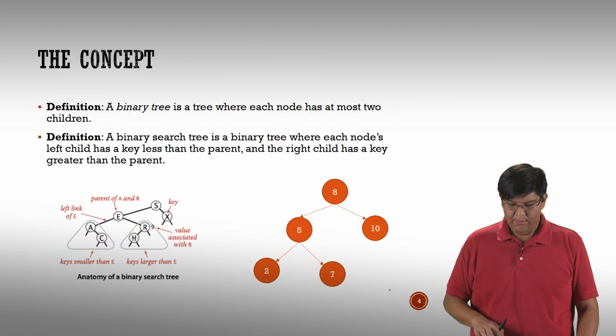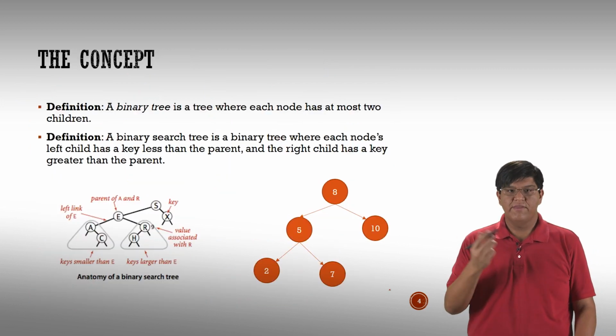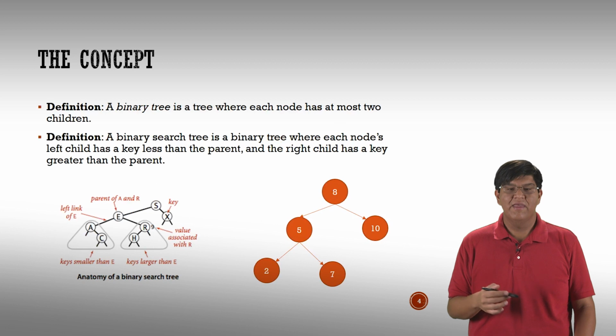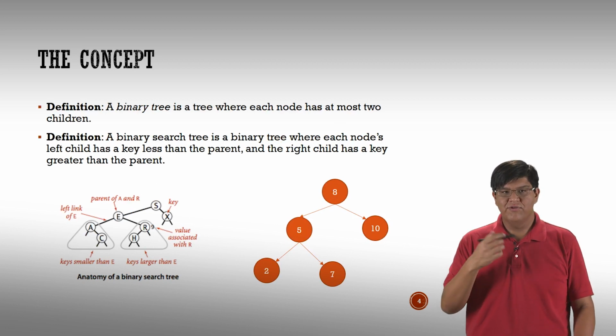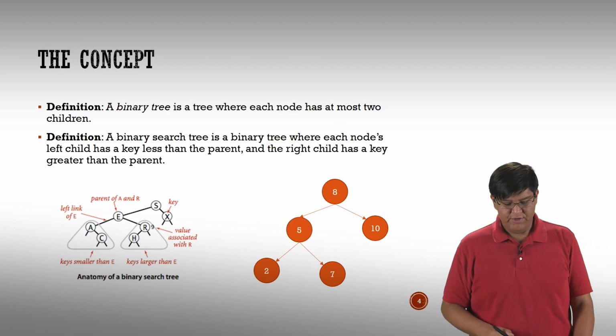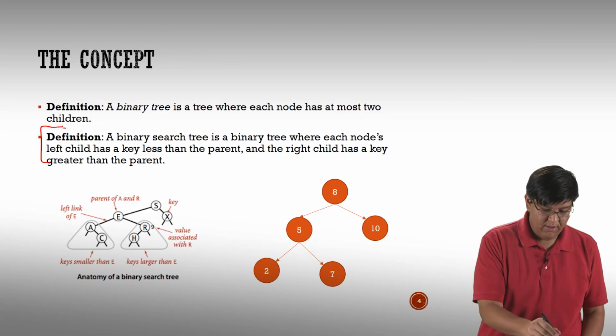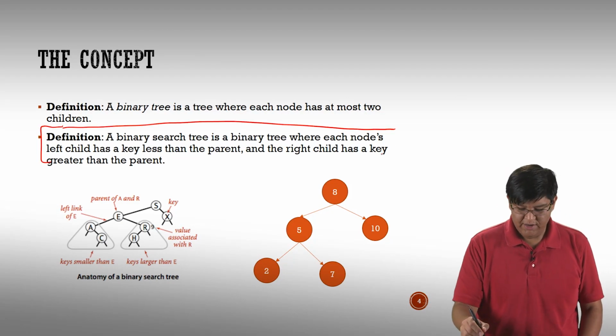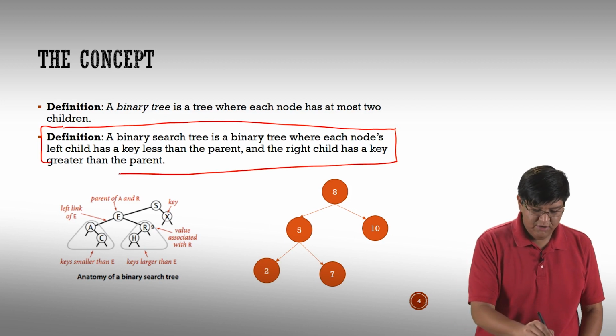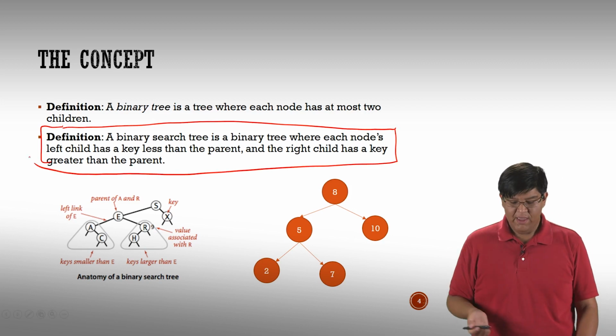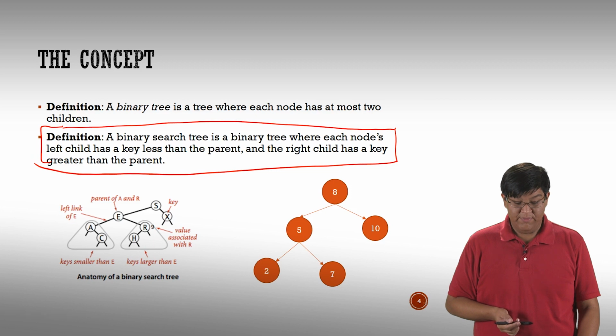All right, so talking a little more about the definitions. We have this idea of a binary tree. You guys know this: it's a tree where every node has at most 2 children. Then a binary search tree. Here's our formal definition, and we're going to do another definition on the next slide as well. Our binary search tree is a binary tree where each node's left child has a key less than the parent, and the right child has a key greater than the parent.